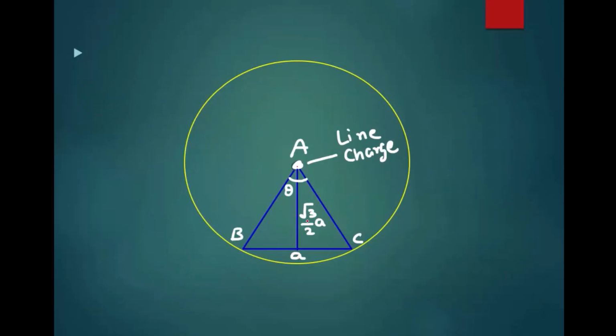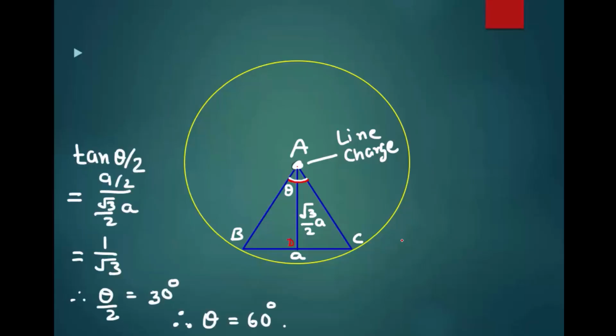So coming back to this diagram, this is a, this is root 3/2 a, and let us say this entire angle is theta. So if I look at triangle ABD, let me call this point D, then what will I get? Tan of theta by 2, because I am taking only this angle for triangle ABD, is equal to a by 2. This is a by 2 because the entire length is a, and the height is root 3 by 2 a. So a will get cancelled out, 2 will get cancelled out, and I will have 1 upon root 3.